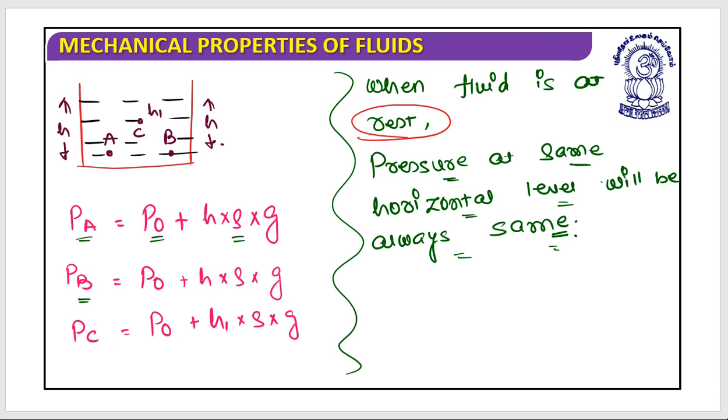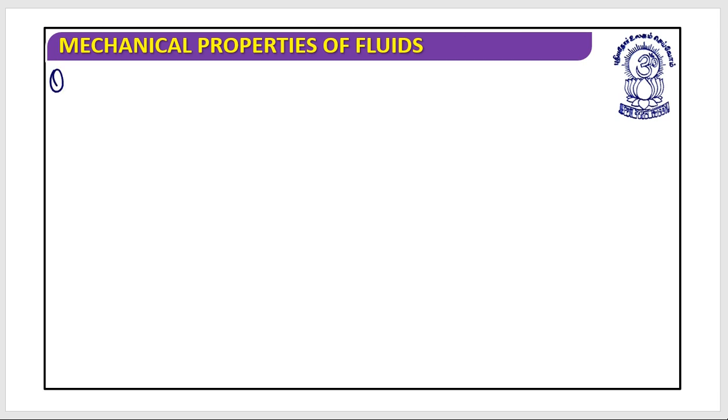So let's do a question based on this concept, whether the pressure will be the same or different. Let's suppose we have this kind of liquid column, and this is point A, this is point B.